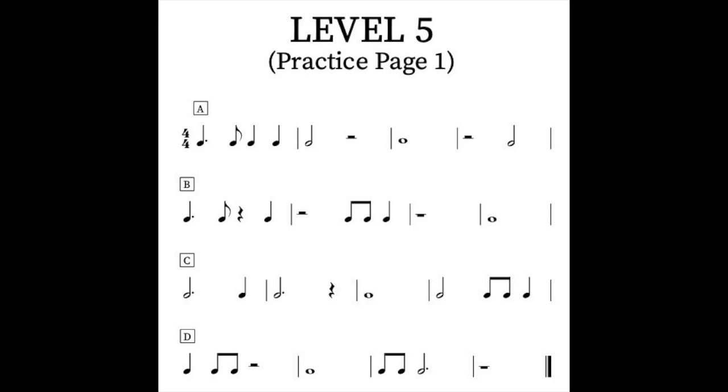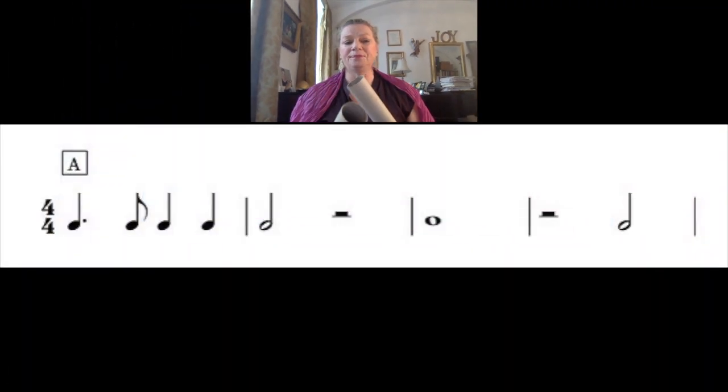Second measure, I do it loudly, you repeat softly. Or I repeat it with you softly, sorry. Then the third measure, I do it loudly first, then I repeat it with you softly. Fourth measure, same thing, okay? So let's try A. Ready?